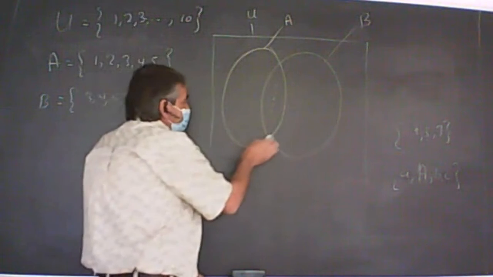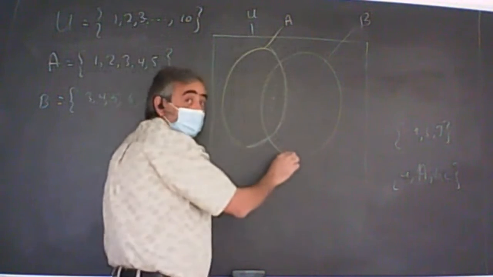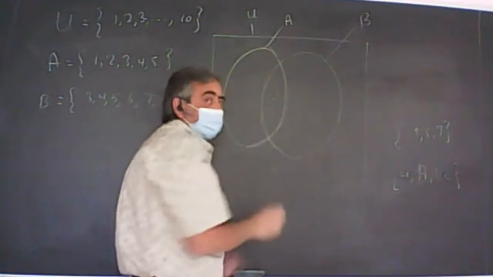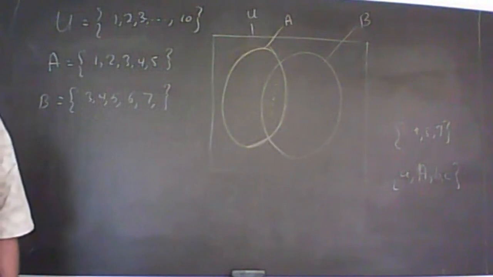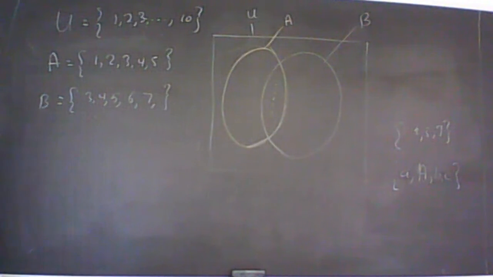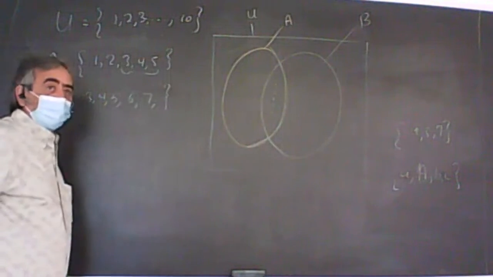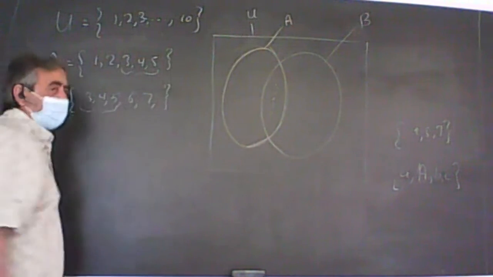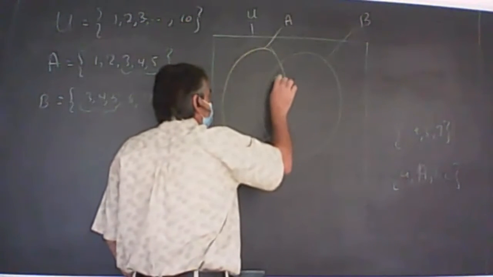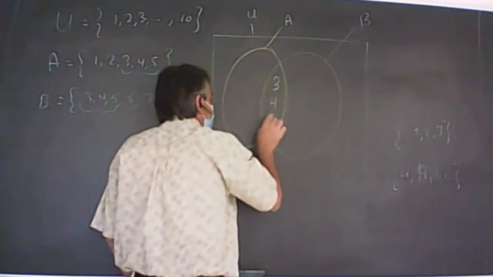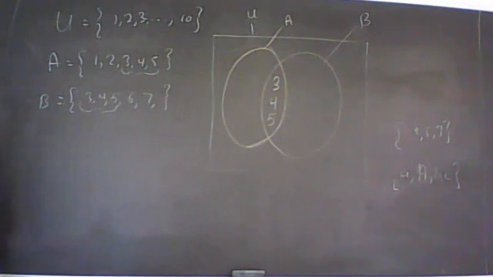Why? Because this is where A is, and this is where B is. So this area is common for both, for A and B. What common elements between A and B do I have? A has 3, 4, 5. B has 3, 4, 5. So that means in this area over here, we're going to have the numbers 3, 4, 5. Yes?